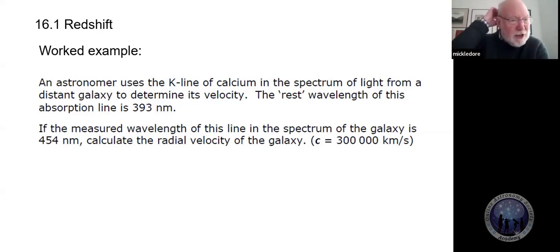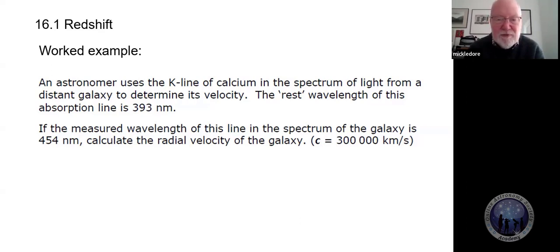Right, so I've thrown in a worked example because we haven't got many of these from the exam papers. And astronomy uses the K line of calcium. So that's one of the spectral lines. They're given different letters and Greek letters sometimes. Don't worry about that. In the spectrum of light from a distant galaxy to determine its velocity, the rest wavelength, so the true wavelength, so this can be measured in the lab where everything is nice and steady and stationary and not moving at high speeds, is 393 nanometers.